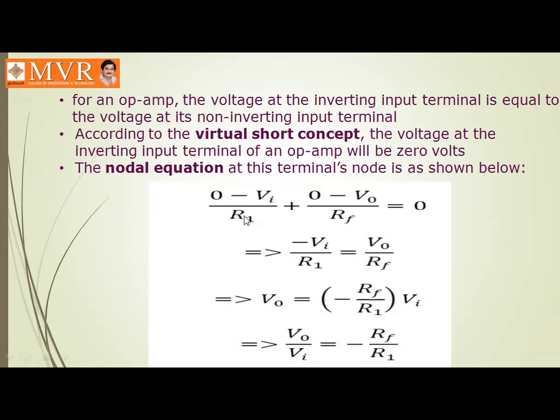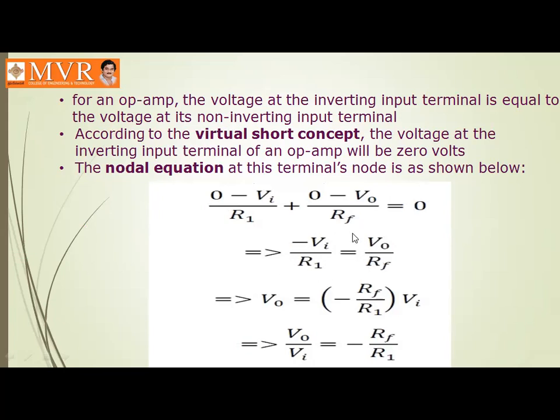This is nothing but KCL here. So we are going to write the current equation. So this is I and this is also I. This is the current flowing through the R1 resistor and this is the current flowing through the Rf resistor. So when we solve this equation, minus Vi by R1 plus minus V naught by Rf is equal to 0. If you bring this minus V naught by Rf to the right hand side, this will become plus, and this is what the equation looks like.